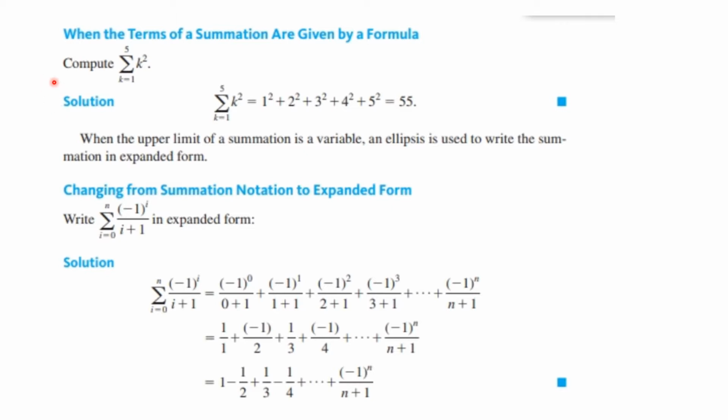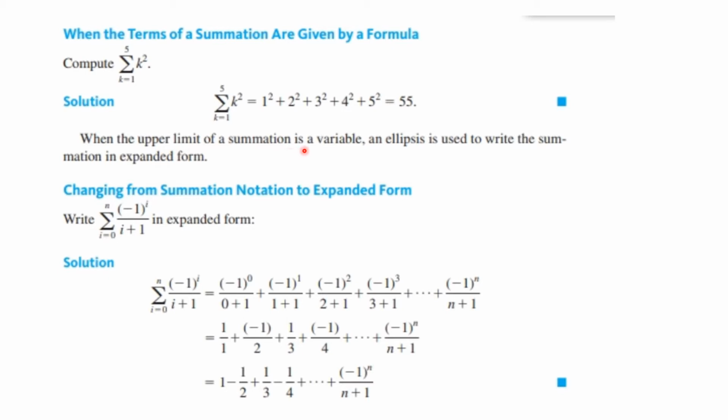Sometimes we will benefit from dealing with a summation when it's given by a formula, and other times there will be benefit from changing from the summation notation to expanded form. Let's look at two examples of that. So here, to compute the summation k equals 1 to 5 of k squared, we write it in its expanded form and say it is 55.